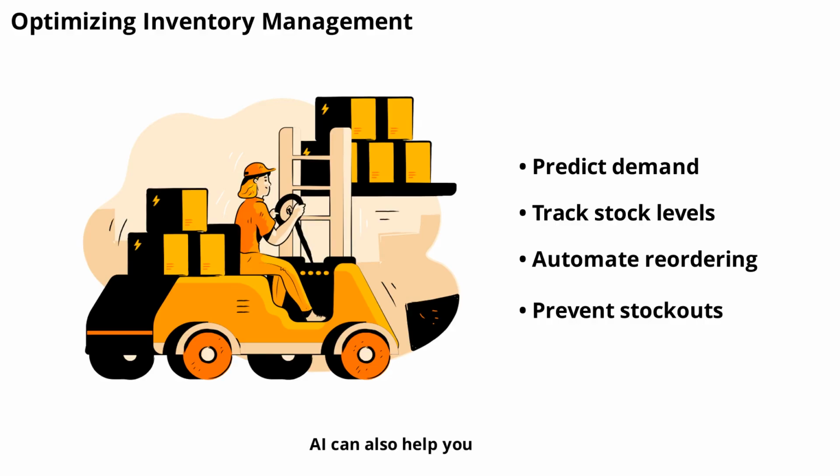AI can also help you optimize inventory management by predicting demand, tracking stock levels, and automating reordering processes. With real-time data and predictive analytics, you can avoid stockouts and overstock situations, ensuring you always have the right products available. This leads to better customer satisfaction and more efficient use of resources.